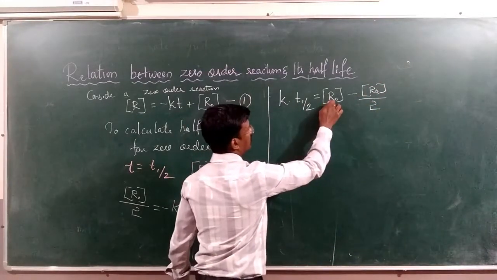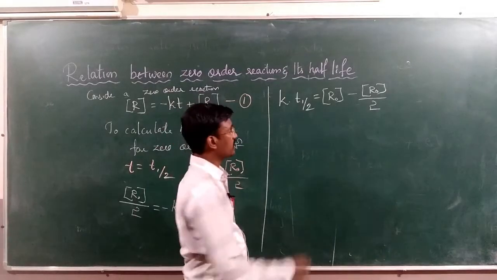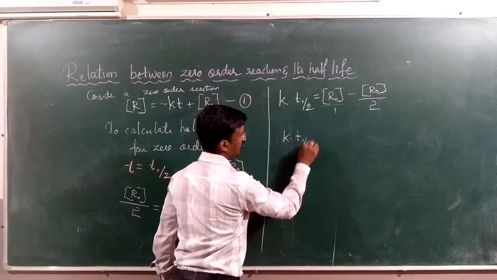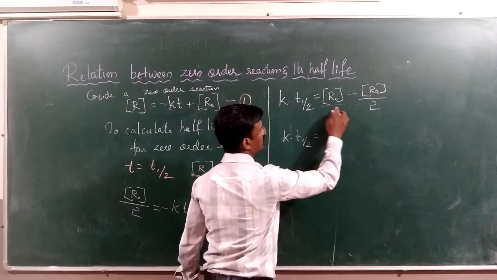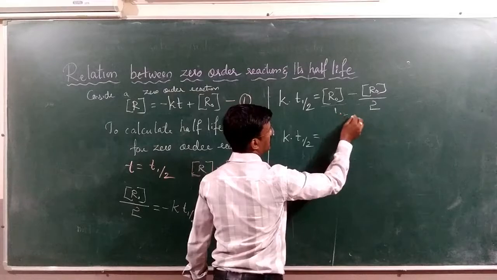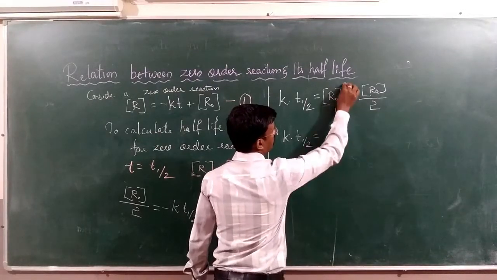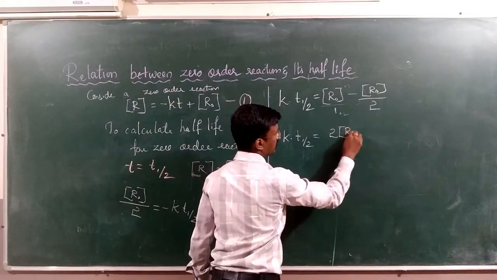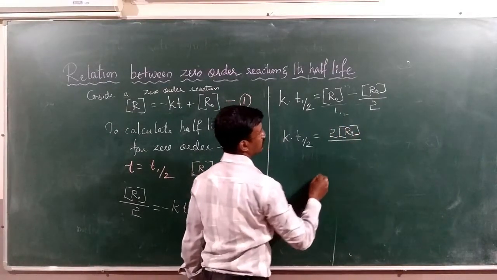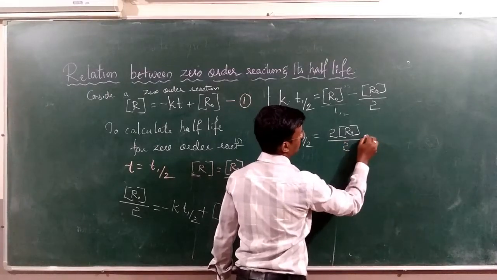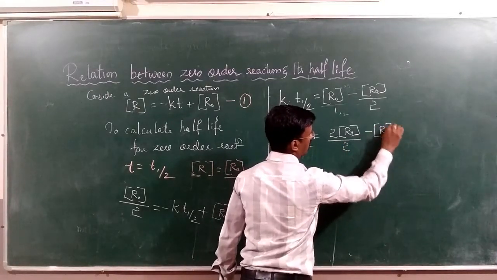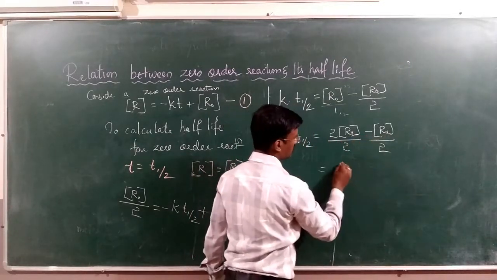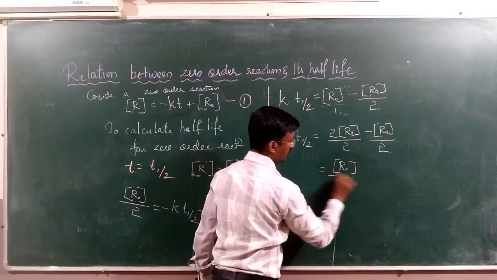Can you see here in the R naught nothing is there in the denominator. If nothing is there, it is understood that 1 will be there. Therefore K into T half is equal to, by taking the LCM 2 into 2, multiplying both sides, 2 R naught divided by 2 minus R naught upon 2. Therefore, this expression becomes 2 R naught minus R naught, divided by 2.